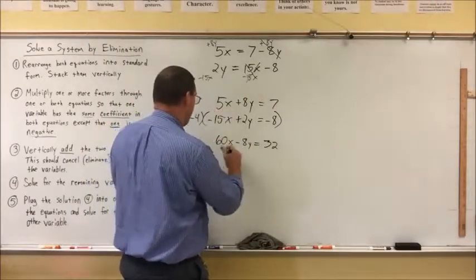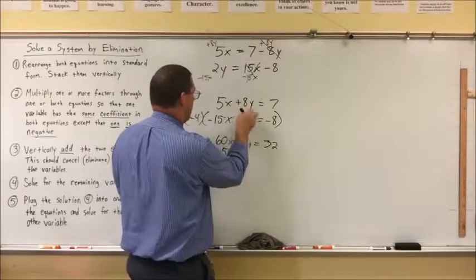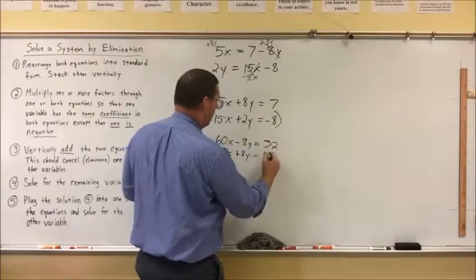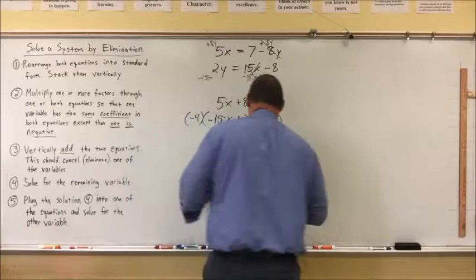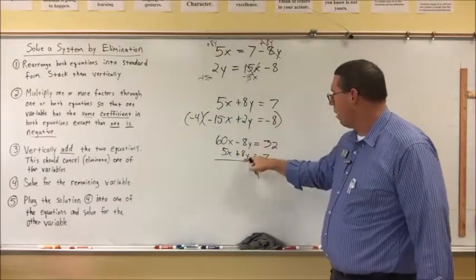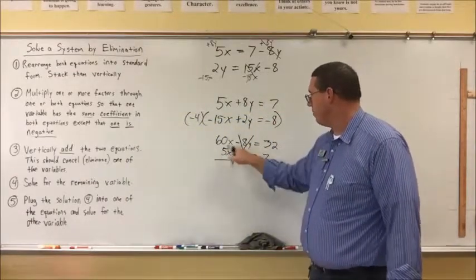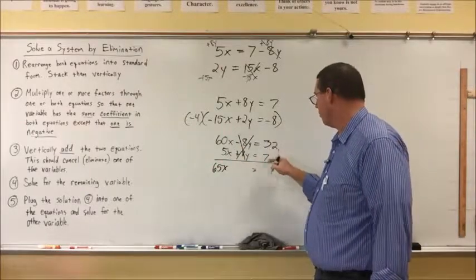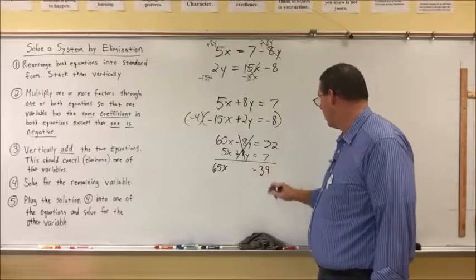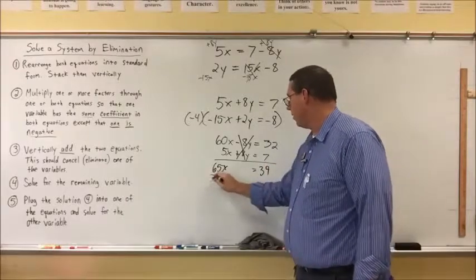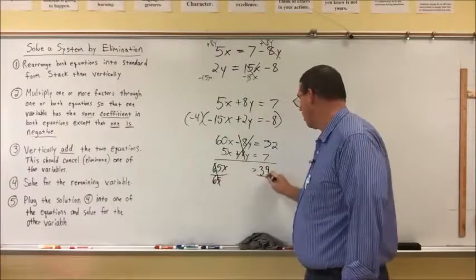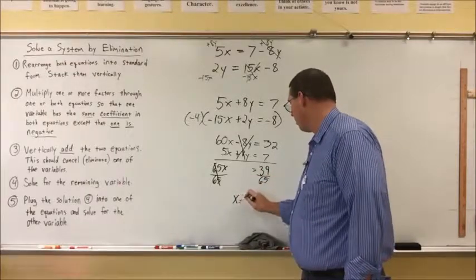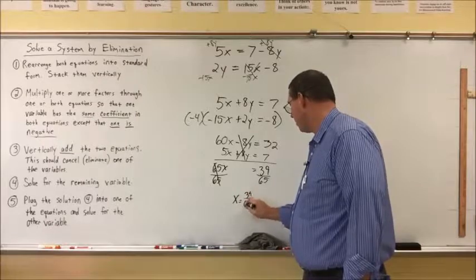Bring down the 5x, bring down the plus 8y, equals, bring down the 7, and now I'm going to combine vertically. Negative 8y, positive 8y, that's going to eliminate. 60x plus 5x is 65x, equals 32 plus 7 is 39. Uh-oh, it's a little crazy. Now I'm going to divide by 65 on both sides, and I get x is equal to, this is crazy, 39 divided by 65.